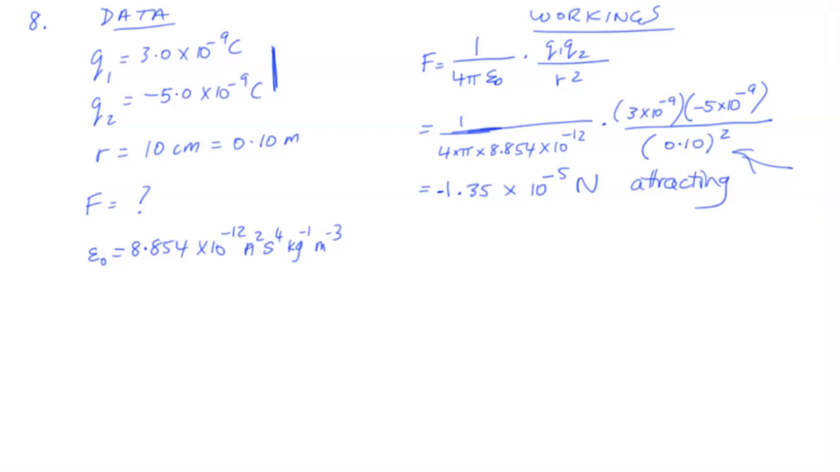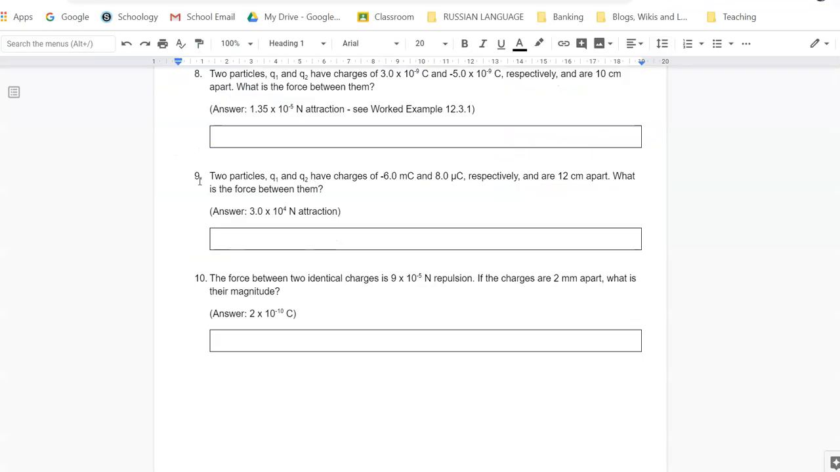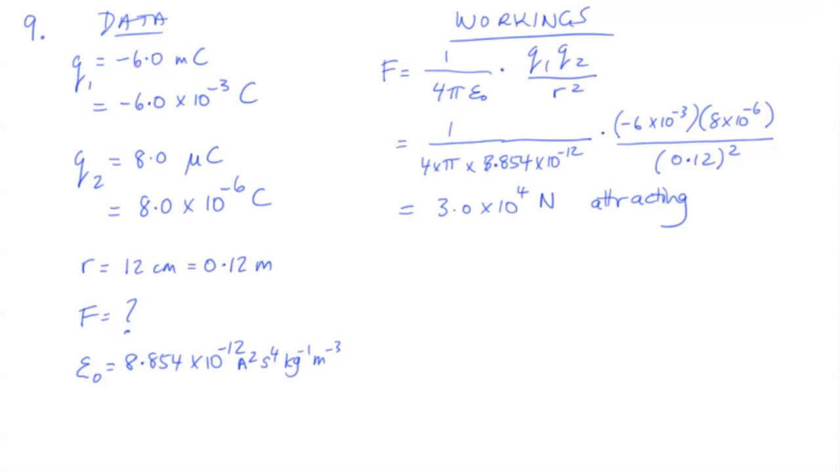That is, opposites attract. The workings for question 9 are similar, but I've put it in because we've got some values that you need to convert, and these are often overlooked by students. So we've got millicoulombs and microcoulombs. So you need to be able to convert from milli and microcoulombs to coulombs. So in this one, I'll just point out the conversions again.